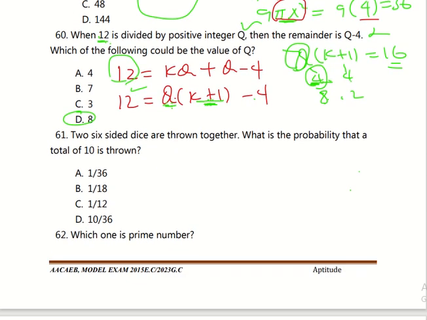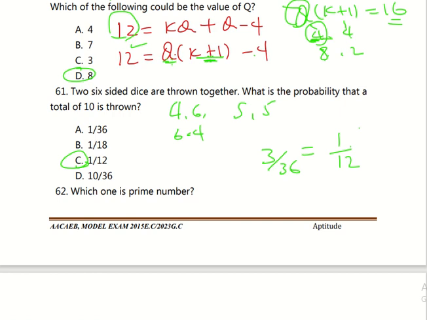Let's continue to the next. Two 6-sided dice are thrown together. What is the probability that the total of 10 is thrown? The total of 10 means the sum. The sums of 10 are like 4 and 6, and 6 and 4. And there will be 5 and 5 also. 3 chances we have, 3 out of 36, because 2 dice are thrown. That means 1 over 12. So the answer should be C.